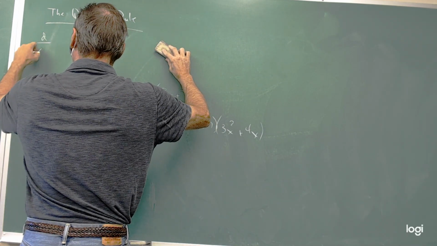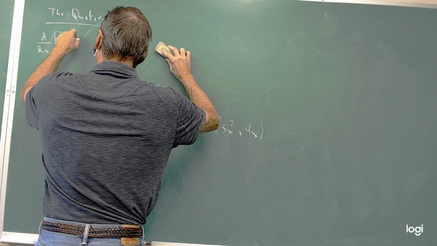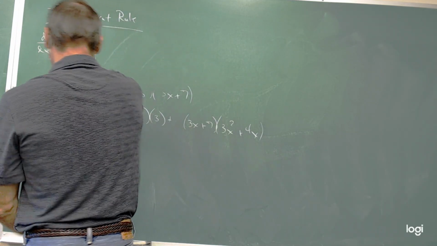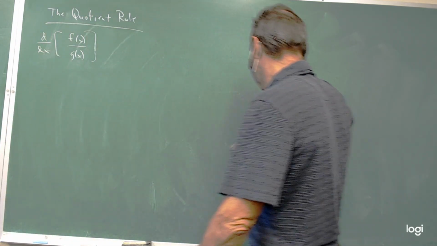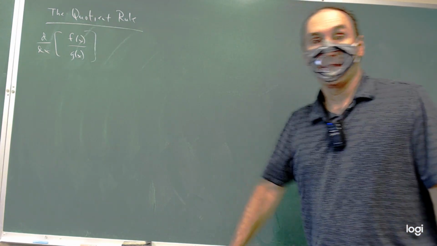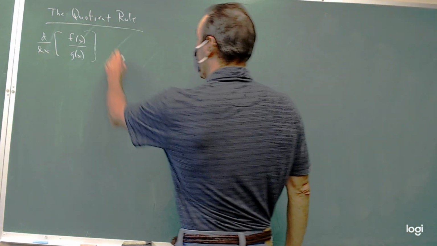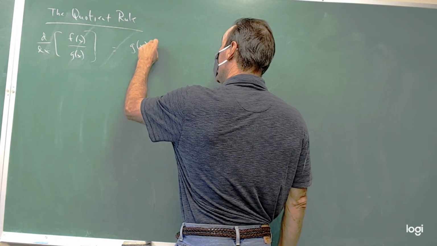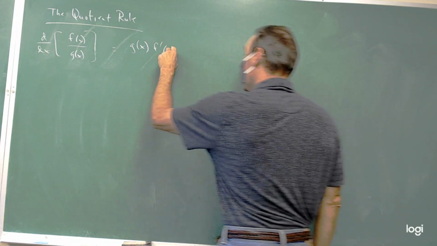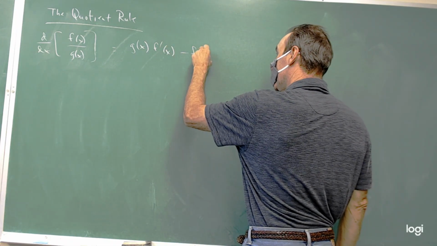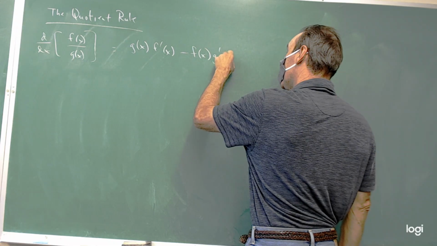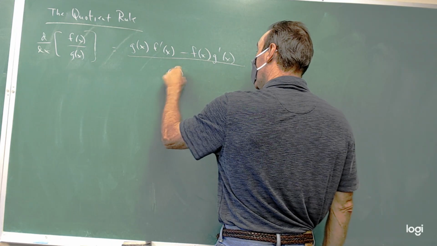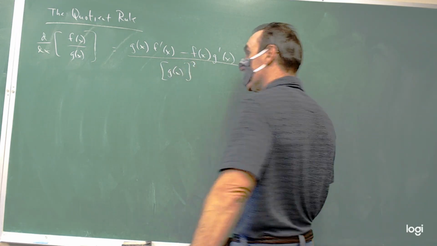Okay, so we are now going to differentiate two functions that are being divided. You ready for this? Ready or not? It is the denominator times the derivative of the numerator minus the numerator times the derivative of the denominator all over the denominator squared.